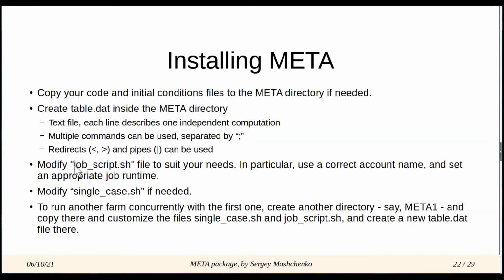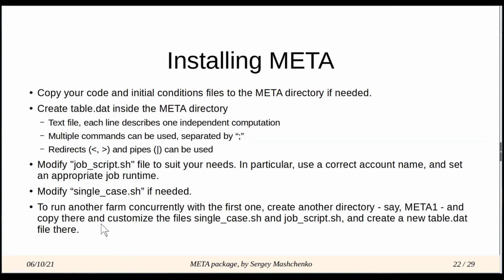Next, you have to modify the jobscript.sh file, which is already present inside your meta subdirectory. Basically, you modify Slurm arguments: runtime, how many CPU cores, how much memory. So these Slurm properties will be applied to all of your meta jobs. At the very least, you have to change the account name because the default one is a wrong one. You might have to modify single_case.sh. I will explain later when and if you need to do that. In the simplest case, you don't have to.